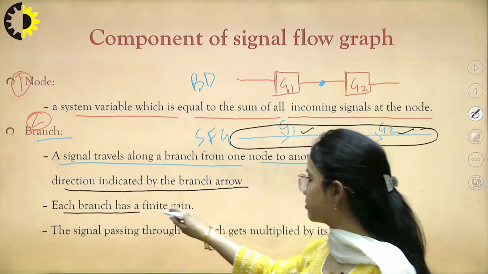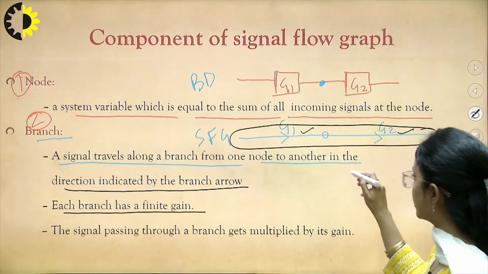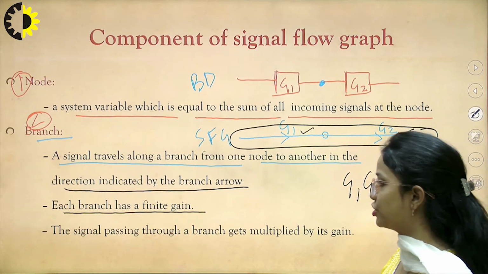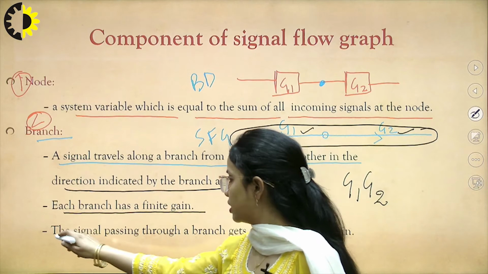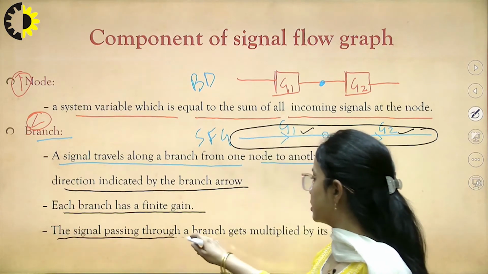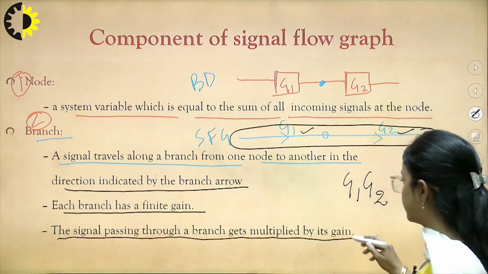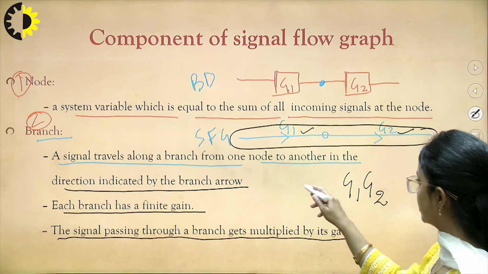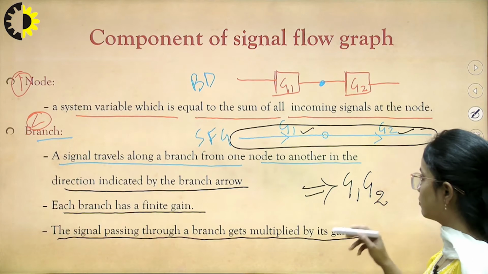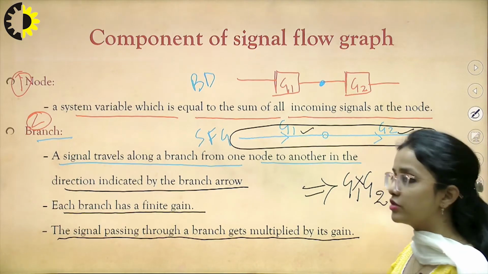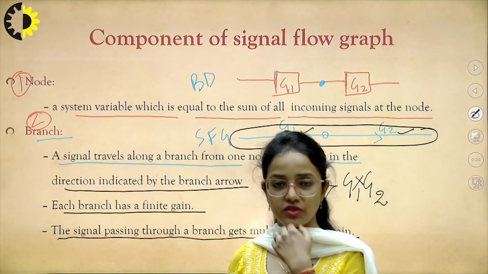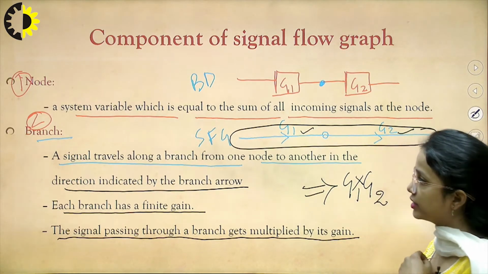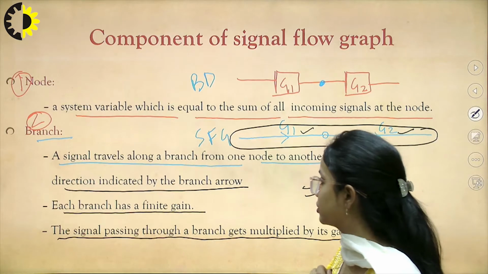Each branch has a finite gain, like here this branch will be having a gain that is the product of the two, G1, G2. The signal passing through the branch gets multiplied by its gain. So here we see that this branch is having the particular gains which are getting multiplied with each other, G1, G2. So I think we have studied the concept of node and branch.